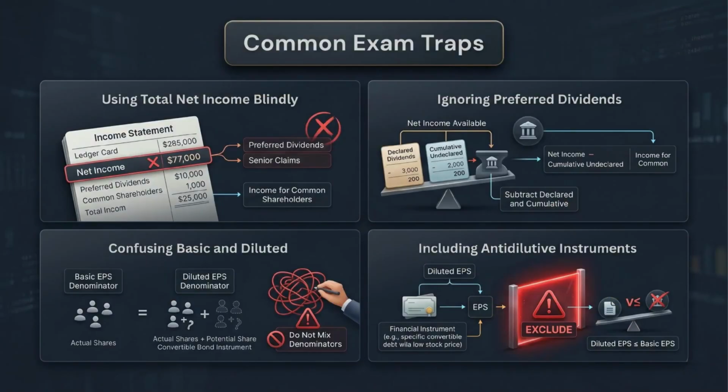Let us mark 4 traps now, even though we will solve them in later videos. First, using total net income blindly without checking preferred dividends. Second, ignoring preferred dividend claims. Third, confusing the basic EPS denominator with the diluted EPS denominator. Fourth, including anti-dilutive instruments just because they exist.